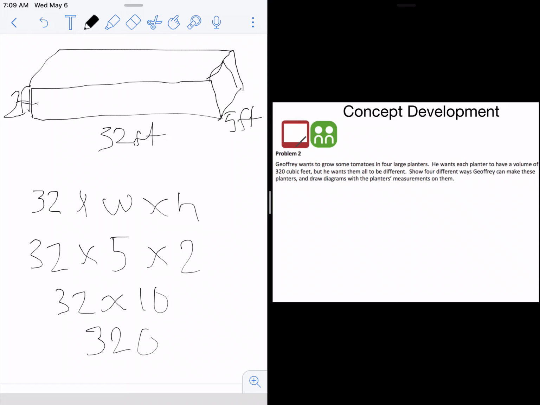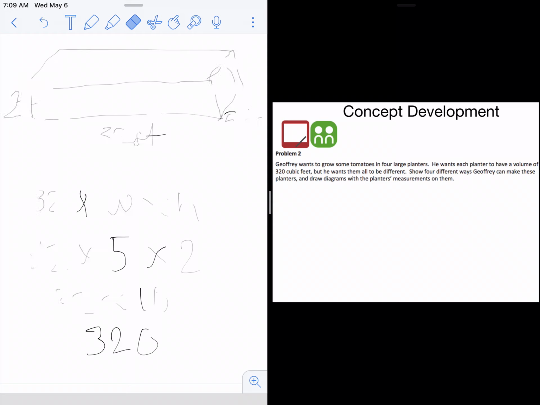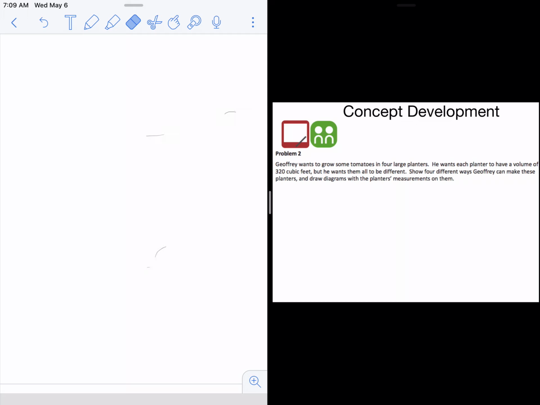And now I want you to come up with 2 more planters. Those of you who are splitting your screen on your iPad, take a screenshot of your problems, your Notability that you have on this side, and then you can post that to Seesaw, showing me that you're working on the concept development.